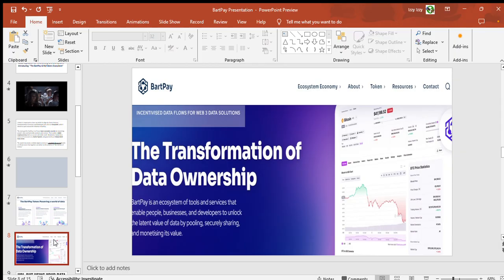The transformation of data ownership. BartPay is an ecosystem of tools and services that enable people, businesses, and developers to unlock the latent value of data by pooling, securely sharing, and monetizing its value.